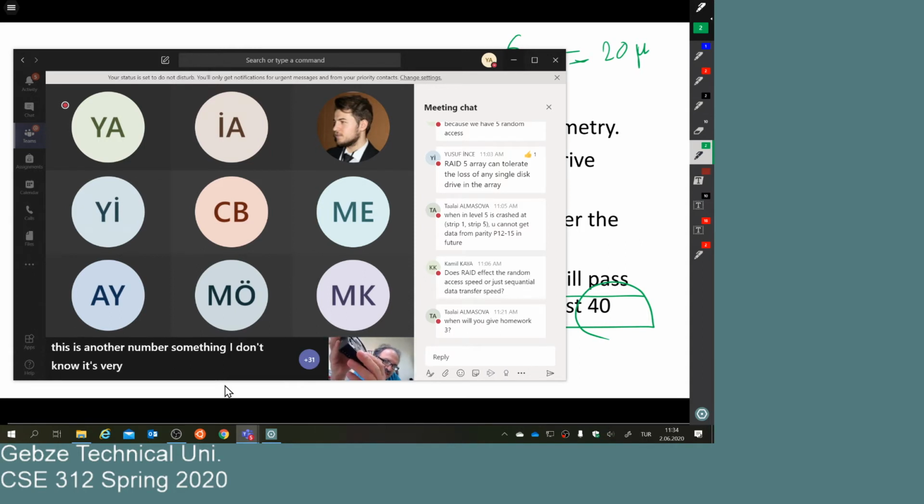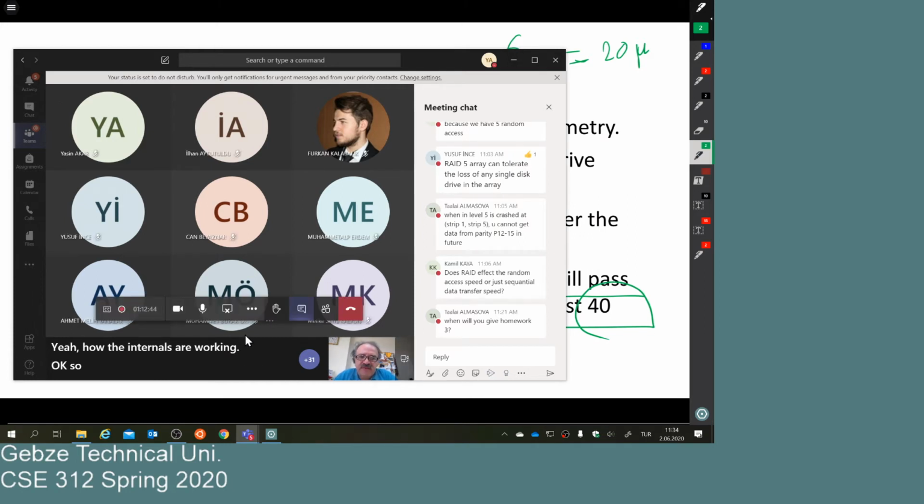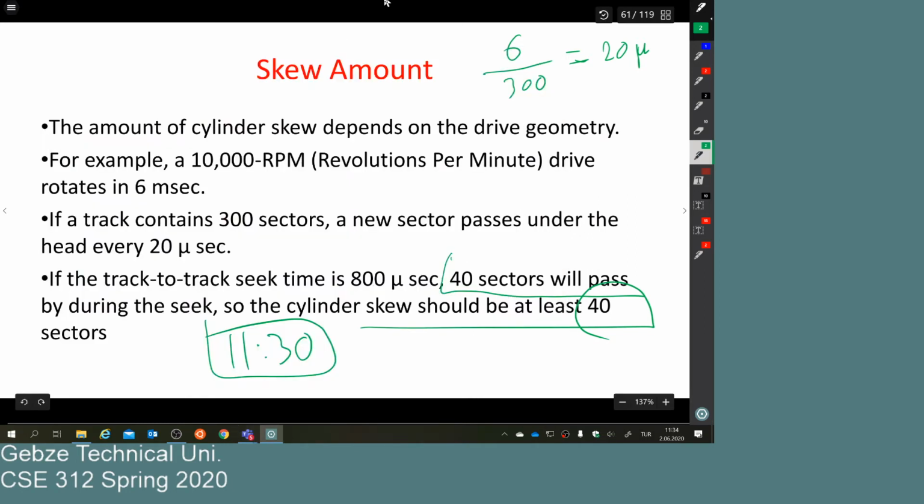It looks like with this disk, I have only a single platter. I don't see any platters underneath. So I have two tracks on a single cylinder. These kinds of disks are common. If you have a non-functioning disk, just open it up and check how the internals are working. Homework number 3 is coming today. So skew amount is calculated that way.